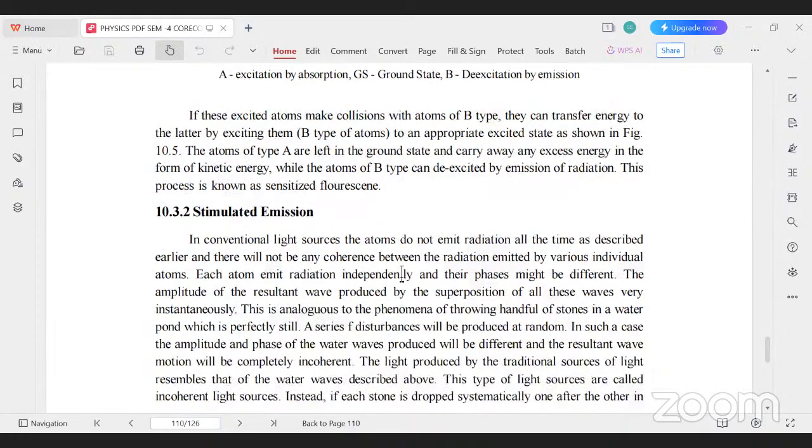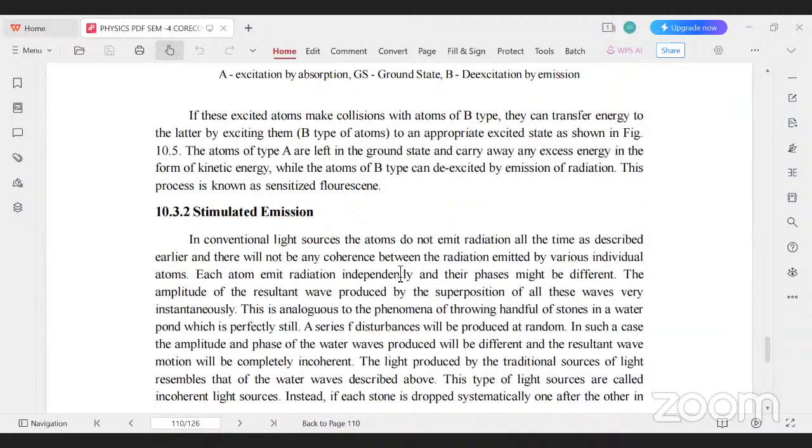So, stimulated emission. In conventional light sources, the atoms do not emit radiation all the time as described earlier, and there will not be any coherence between the radiation emitted by various individual atoms. Each atom emits radiation independently, and their phases might be different. We are going to find the difference, which is nothing but the phase and the speed. So the amplitude differs from atom to atom, electron to electron. That is what we are calculating.